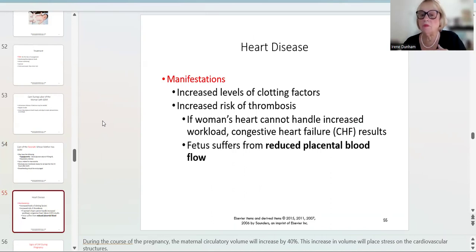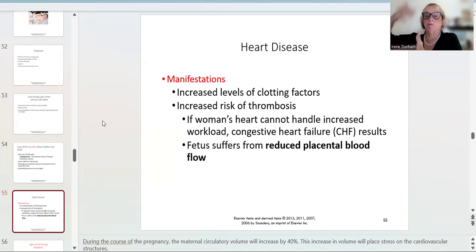You have an increased level, maybe some clotting factors. You do have a risk of a thrombus. You know, she could throw a DVT. Our patients in maternity can go into congestive heart failure very easily. Don't forget, you've got an increase of cardiac output of 45 to 50%.